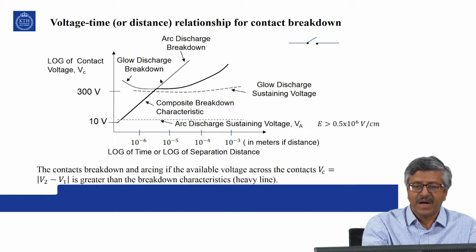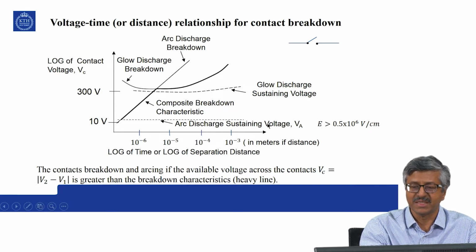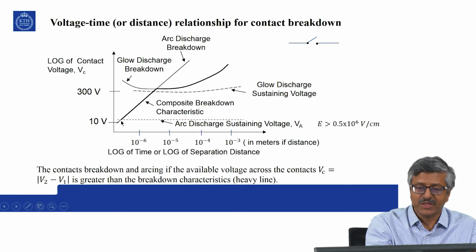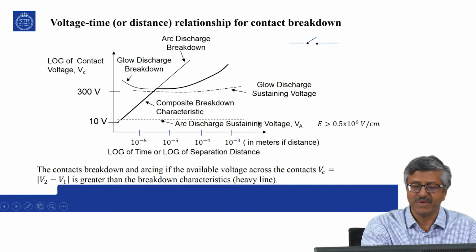then after the arc discharge breakdown, suddenly you establish a current across the switch contact, and then to maintain that current you don't require as much voltage. So that voltage depends upon the arc resistance, that is the arc discharge sustaining voltage VA, and that is shown here. So it is around a little more than 10 volt for most materials.